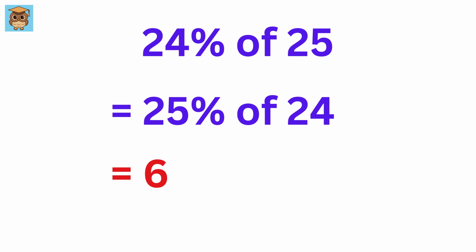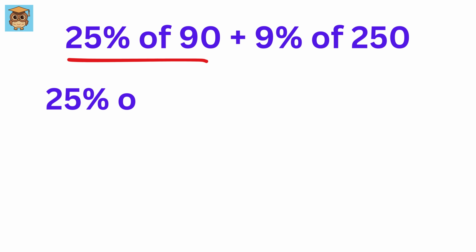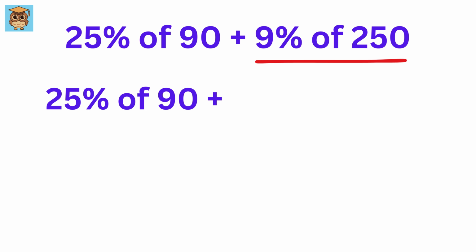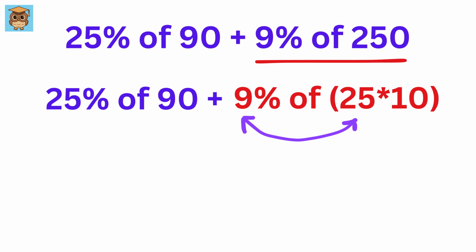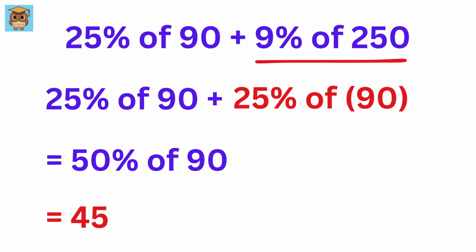Now, we will level up our gear and take a more trickier question. What is 25% of 90 plus 9% of 250? You might think, how can we use this trick in addition of percentages? But what we can do is write this part as it is. That is 25% of 90 plus, write this as 9% of 25 times 10. Now we can flip this 25 and 9. We get 25% of 90 plus 25% of 9 times 10 or 90, which will be 50% of 90 or 45. See how easily we have solved a rather complicated problem using this amazing trick.